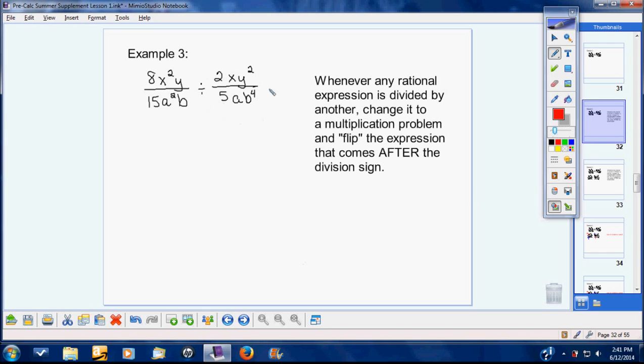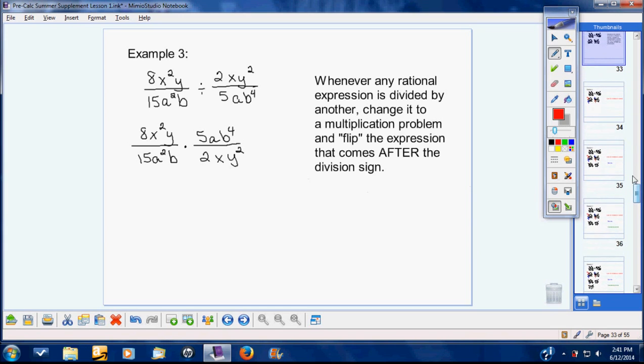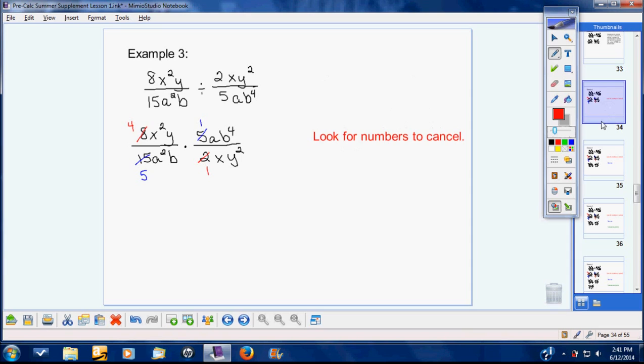Remember, the rule is that when you have a fraction divided by a fraction, it really means you change it to a multiplication sign and flip over this second fraction. You flip over the one that comes directly after the division sign. So this is what this looks like. A 5ab to the 4th came up, 2xy squared came to the bottom, and then you begin to do what we were doing before. You begin to look for things to cancel. So you go ahead and you cancel those things out.